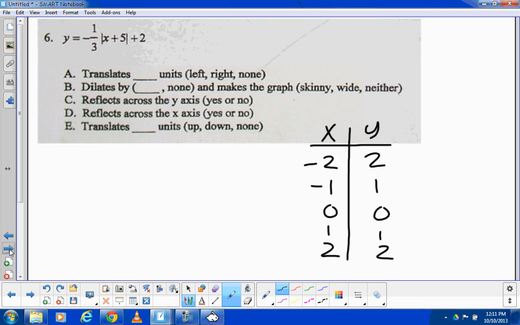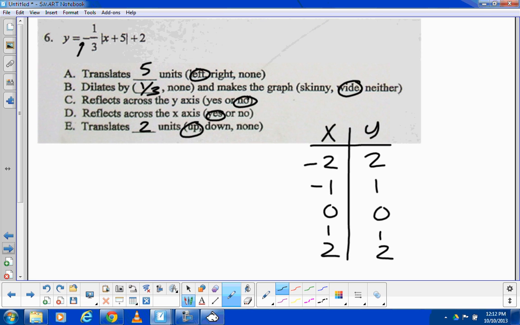We're going to translate 5 units to the left. We're going to dilate by 1/3, and notice I'm saying not negative 1/3, just 1/3. And now because that's a smaller number, it's smaller than 1, that's going to make the graph wide. Okay, now I've got a reflection in it. Now the negative is on the outside, so if it reflects vertically, that means it would go across the x-axis, not the y-axis though. And it translates, let's see, 2 units up.